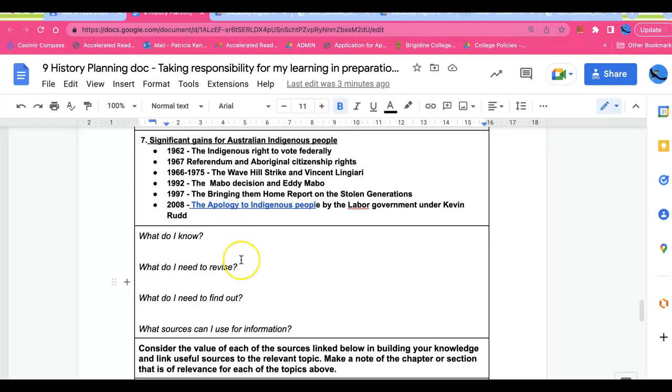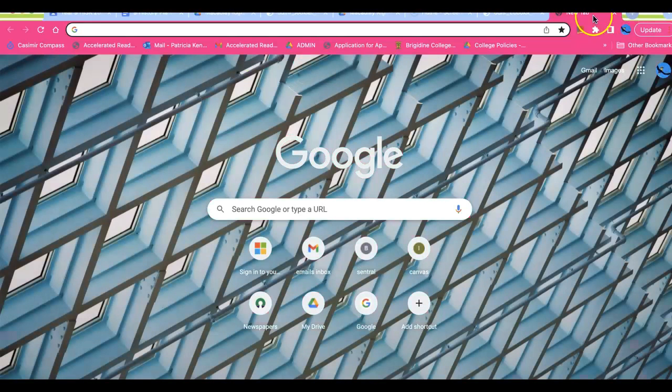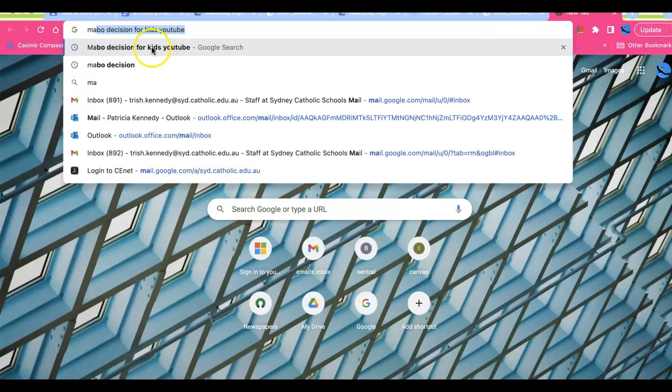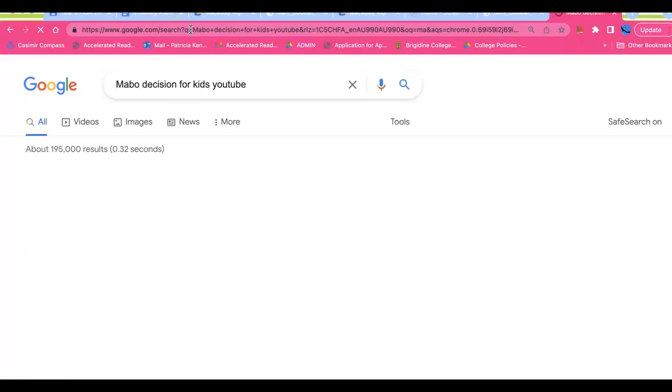Now, there is relevant information listed below, but you can also do some research of your own, if you so wish. I'm going to give you an example of how to do that. Okay, so you want something that you can understand. So, Mabo decision for kids YouTube. How about you use those key terms? Often adding "for kids" after a search topic helps you to find easier information.